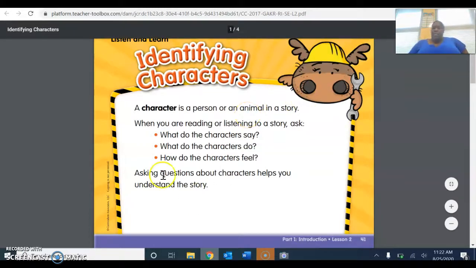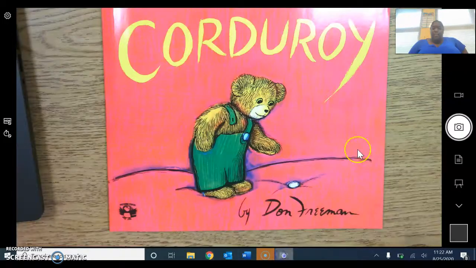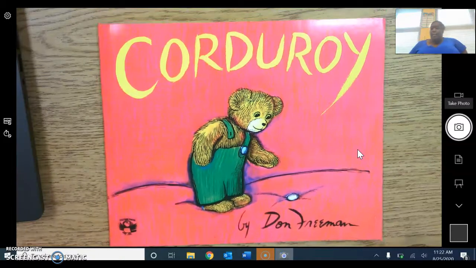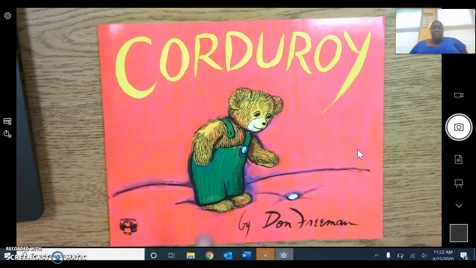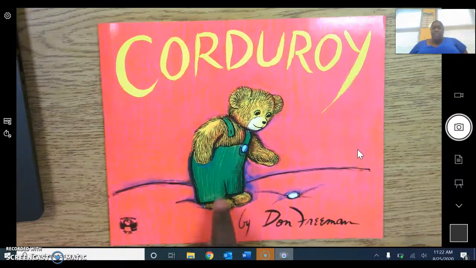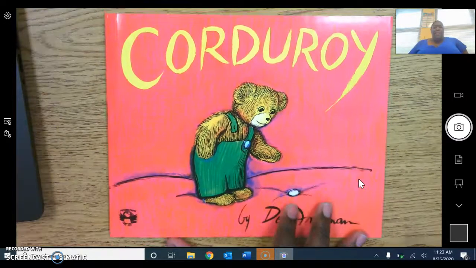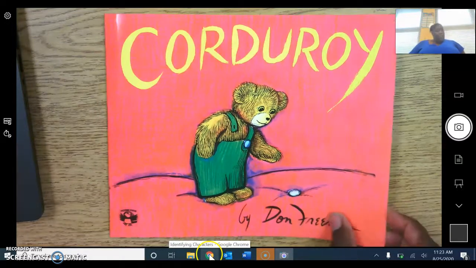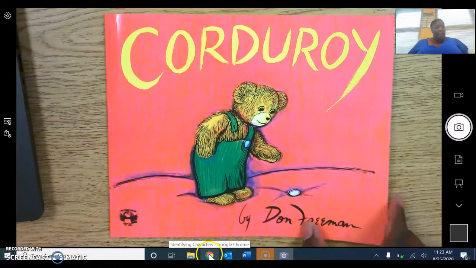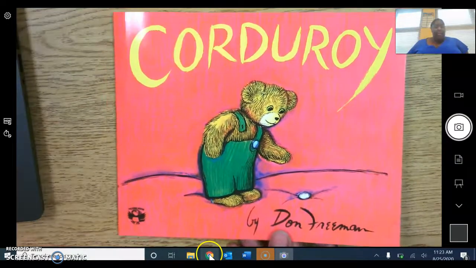Now, in this story, remember it says a character is a person or an animal. Sometimes they give animals or things, toys, anything like that, human-like qualities. So we know that this bear in real life can't really do that, but they've given him human-like features. So he does things like a human. That's something you could find in common. Now, I'm going to read. I want you to listen carefully as I read aloud this story.